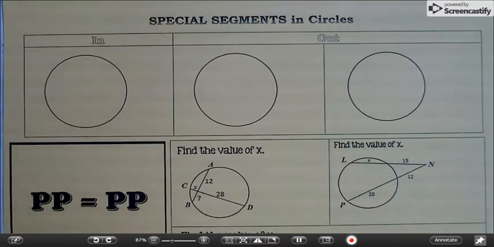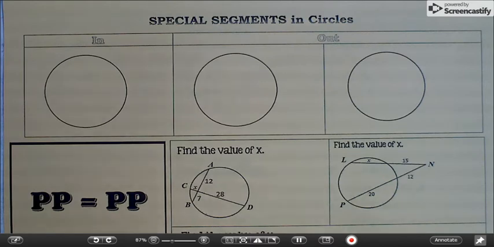And now we're going to talk about kind of the same look of things, but this time they are talking about segment lengths. And that's a major difference. So make sure that you see the difference between finding an angle and a segment, and I'll try to make that pretty clear for you.